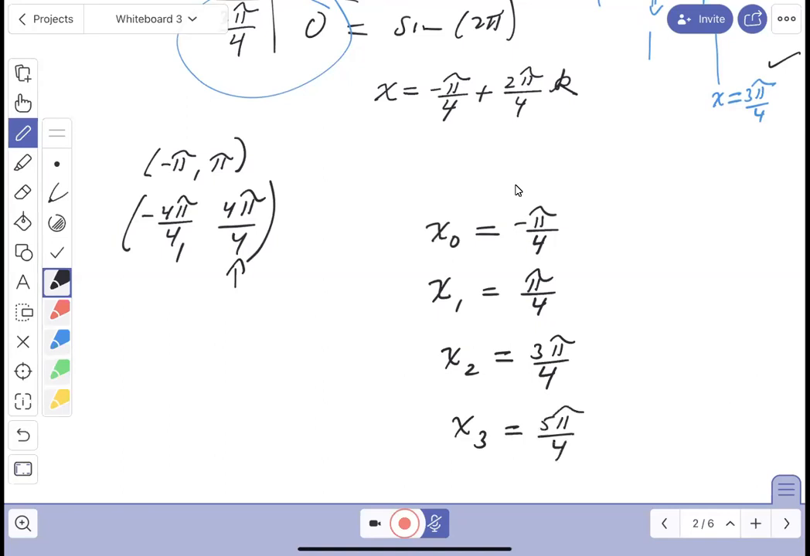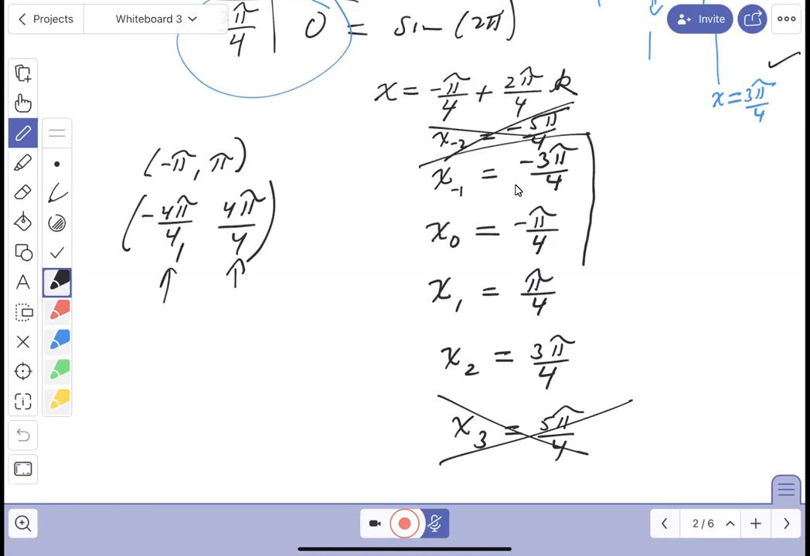I hope you realize we're way out of bounds. Let's go backwards. And what would you get there? You'd get minus 3 pi over 4. That's in bounds. And what's x minus 2? That would be minus 5 pi over 4. And I hope you realize we're out of bounds over here. So I think I found them.